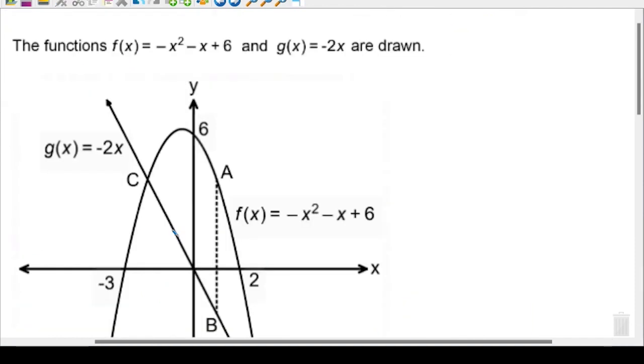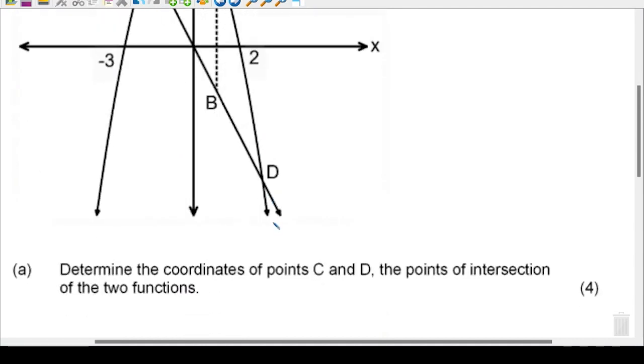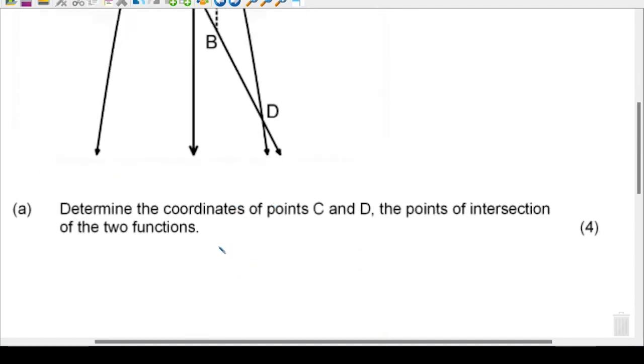Okay, the next question is this one. We've got 2 functions, a parabola, a concave down parabola, and a straight line. And the first question asks us to find out where they intersect, all right? Now, they will intersect at the points where their y values are equal, and in fact, their x values are equal. So we're literally just going to put the 2 equations equal to one another. -x squared minus x plus 6 equals -2x. All right. And so we're going to just solve this.